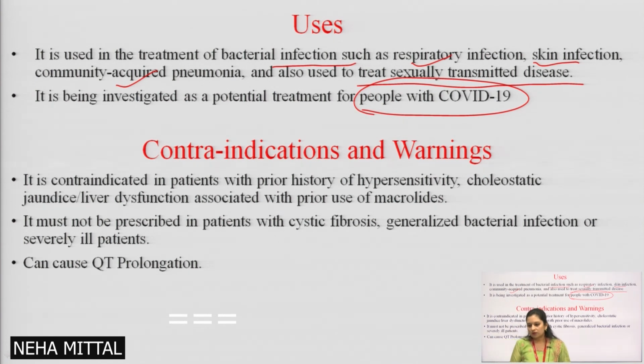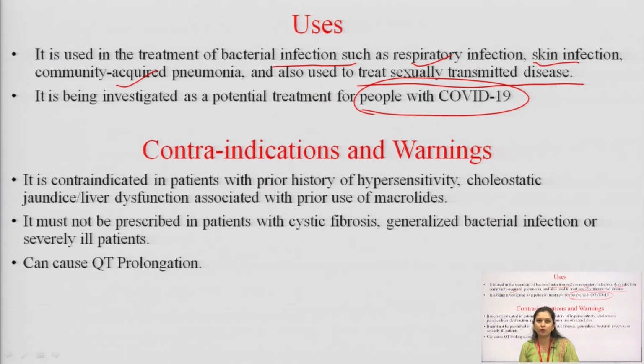Contraindications and warnings. It is contraindicated in patients जिसके साथ पहले से हाइपर सेंसिटिविटी की प्रॉब्लम है, जॉन्डिस या फिर लीवर का प्रॉब्लम है, we suggest not to use azithromycin in that case, as it also causes QT prolongation. So it is also suggested not to prescribe it in those patients who have an earlier history of heart related diseases.